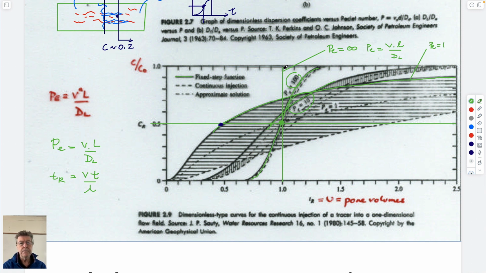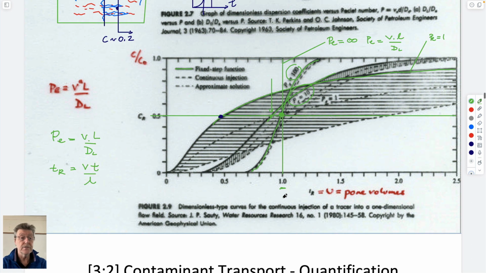Peclet number of infinity is vertical, 100 is canted over, 10 is canted over, but then all of a sudden the intercept is no longer at this one pore volume, and we know that. And so we talked about that last time. So you can use these to do calculations.